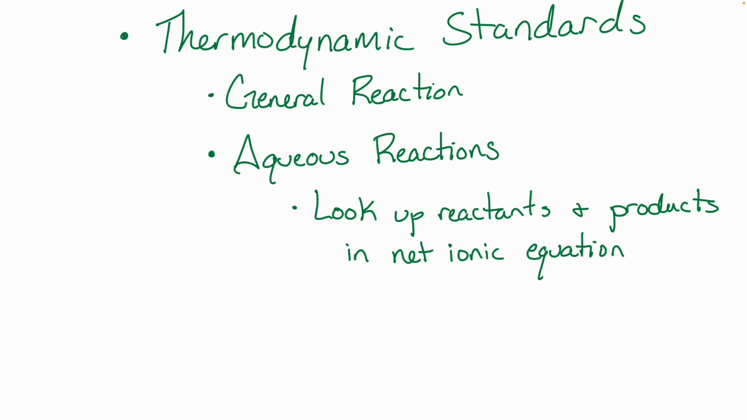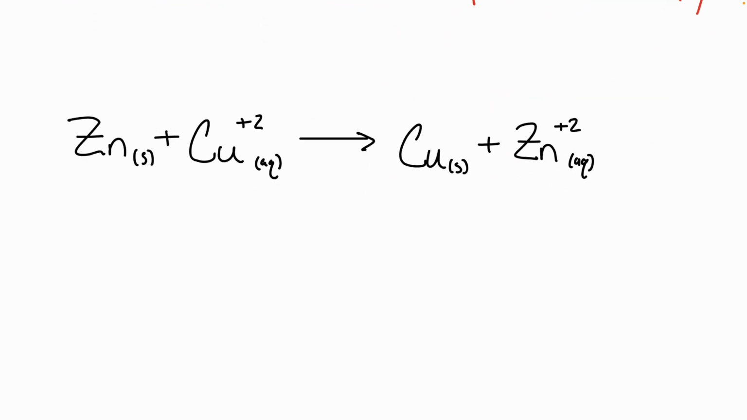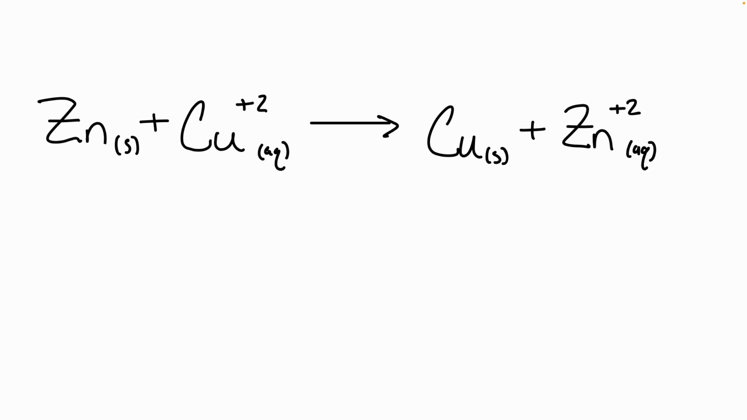All right, so let's go to our constants page to those thermodynamic standards, and we'll look it up for our net ionic equation here. All right, again, we are looking for these compounds here. We need the delta H values of all of our reactants and products.